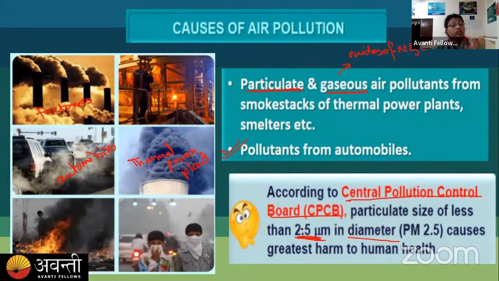The particle which is less than 2.5 micrometer is most harmful for us because it can easily diffuse into our bloodstream. Okay, why are they most harmful? Because they can easily diffuse into our bloodstream. So due to which it causes many health issues. Till now everything is clear to you, Talburgi? Everything is clear?